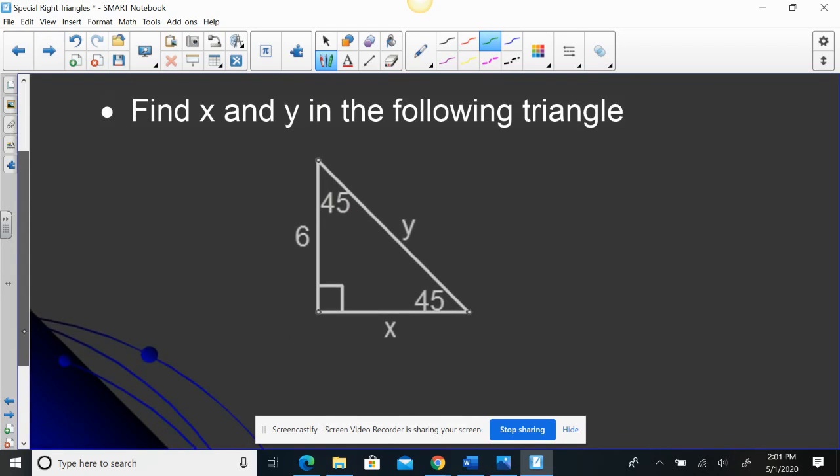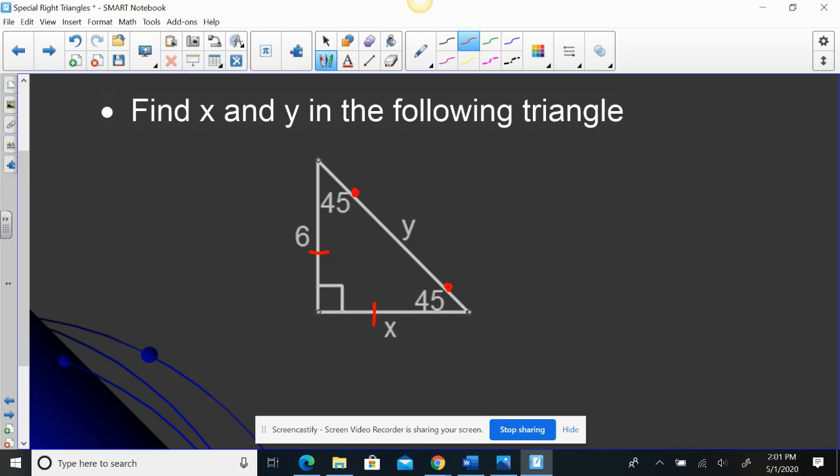Your turn. So let's try again. So pause it and try it. All right, so let's try. So this is 45 degrees, that's 45 degrees, making this isosceles right.